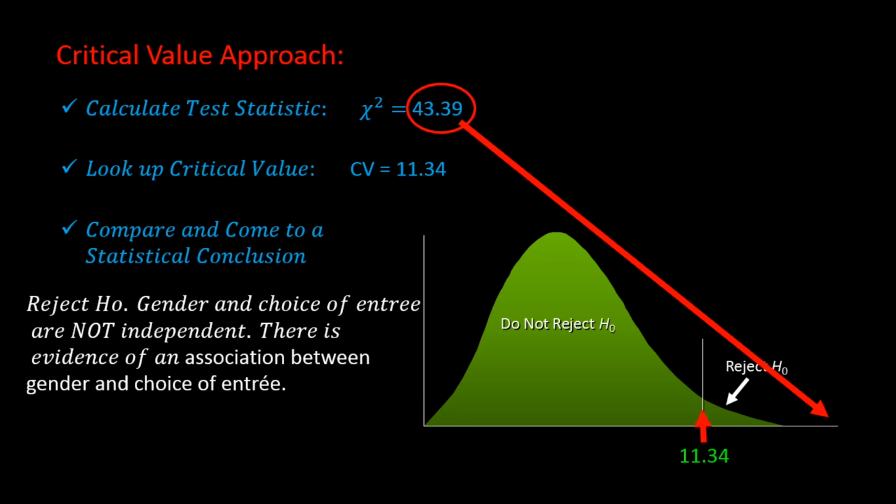So we would reject the null hypothesis and conclude that there is evidence for the alternative hypothesis that gender and choice of entree are not independent. In other words, there is a relationship or association between gender and choice of entree. We can also solve this problem using the p-value approach, and we will come to the same conclusion.